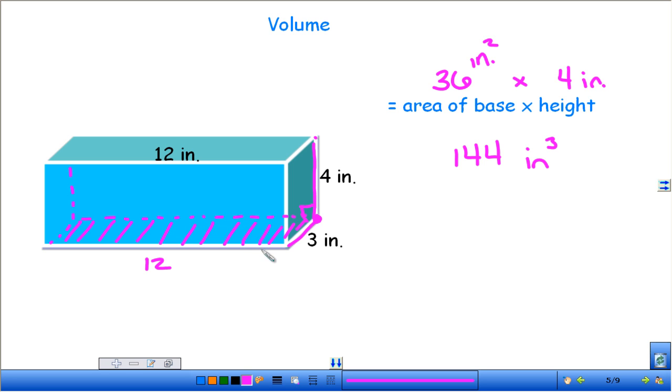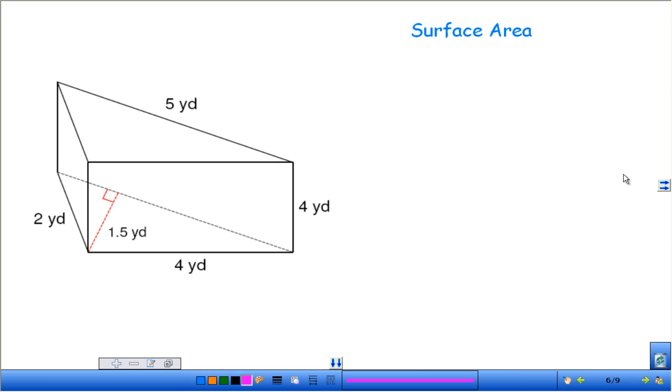Okay? So if you were measuring water in inches cubed, and you stuck this rectangular prism in there, it would displace the water 144 inches cubed. Okay, that's how much space it takes up. If we were to have 1-inch blocks, which I'm trying to come up with an activity to do, how many blocks would fit in here? 144. Okay? Here's the next one.